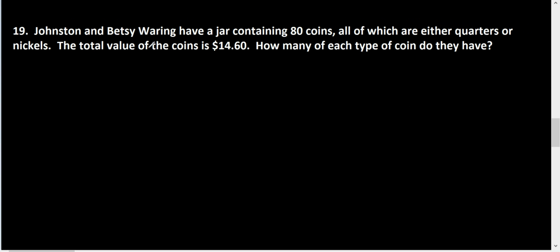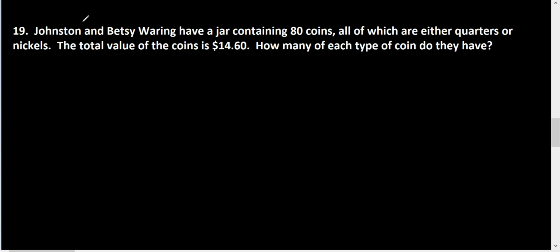Number 19, Johnston and Betsy Waring have a jar containing 80 coins, all of which are either quarters or nickels. The total value of the coins is $14.60. How many of each type of coin do they have? All right, so we've got a special setup here for this problem. They have a jar containing 80 coins, all of which are quarters or nickels.